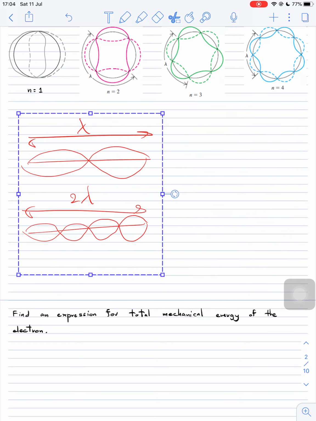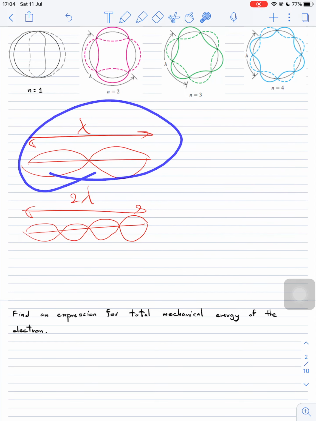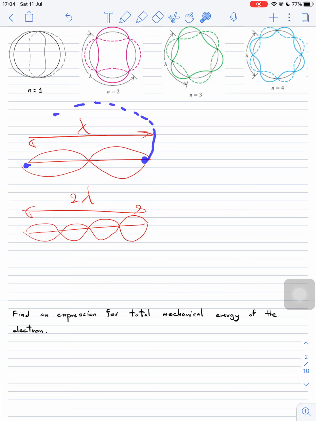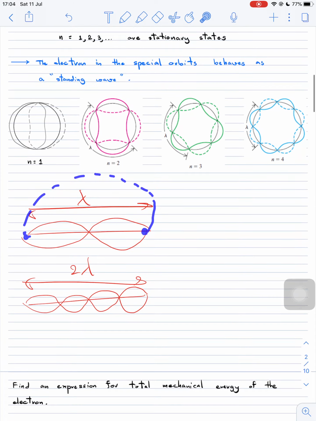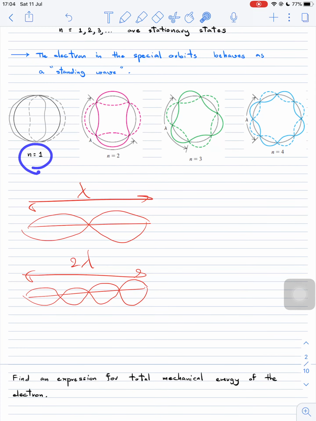Now look at this one. If I put these two ends of these two loops together and attach them to each other, you can see that it's going to look like this. So this will be the one loop, and then this is going to be the two loops. Okay, so then this is called n equal to 1. It means that the circumference of the circle here is equal to one wavelength.